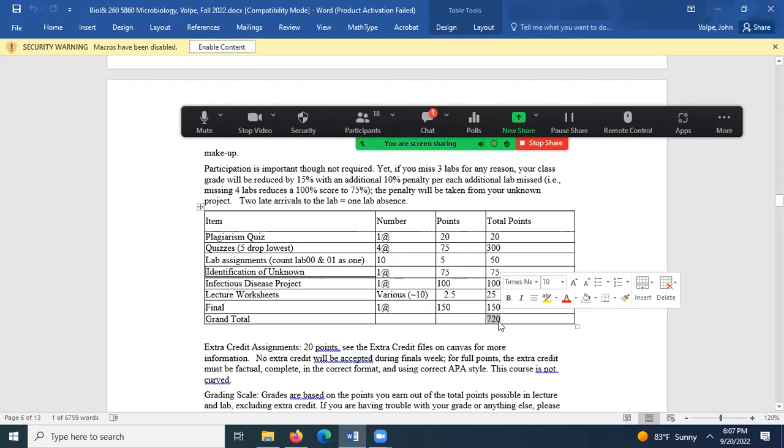Possible. Your grade will be your percentage out of that 720 points. You will also have some extra credit assignments worth about 20 points, and that's not included in there.